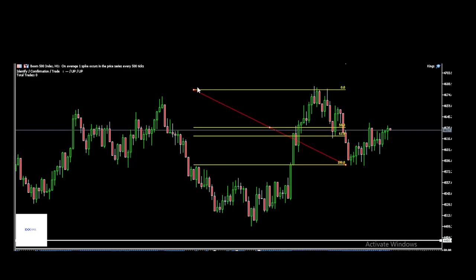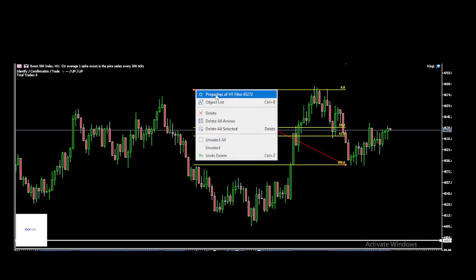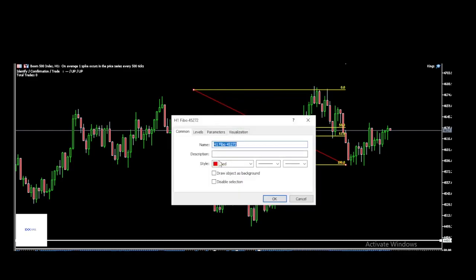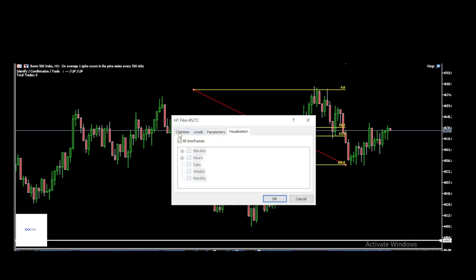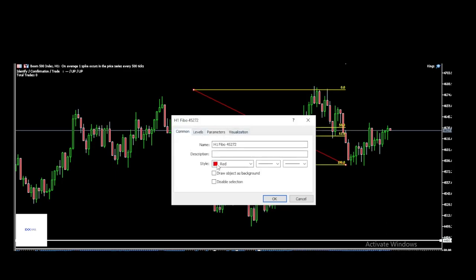So as I've dropped mine, what I need to do is right click on it and go to properties. Here in properties I have the common, the levels, the parameters and visualization. Common is basically the color of the trend line, this line here. This is just the name, so we are not doing anything here. We are leaving it as it is, unless you want to change the color.